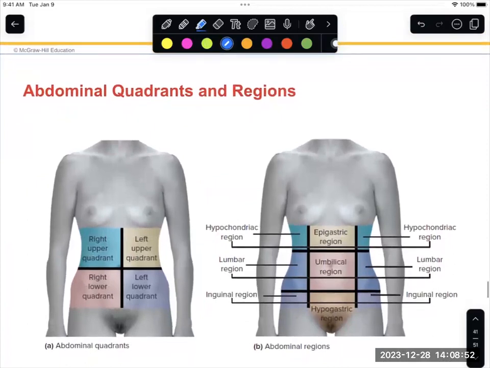Let's look at abdominal quadrants. So the abdomen is usually divided into 4 quadrants. We have our right upper quadrant, left upper quadrant, right lower quadrant, left lower quadrant. Another way we can write these, RUQ, LUQ, RLQ, LLQ. If you see those abbreviations, that is what they mean. In a healthy bowel, bowel sounds can actually be heard in all 4 of these quadrants.